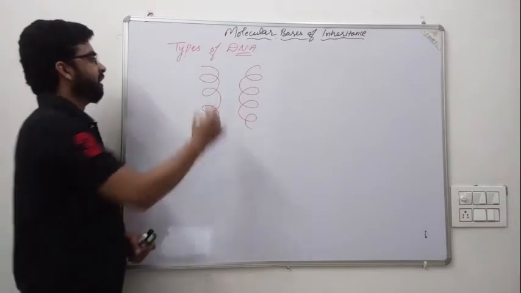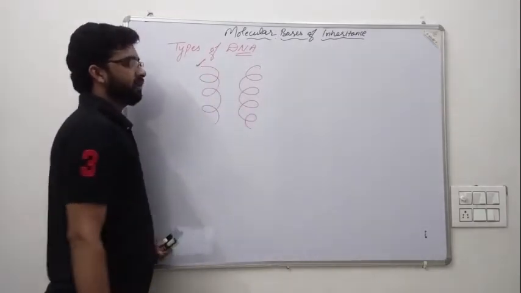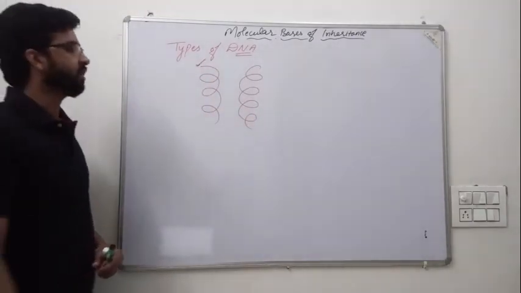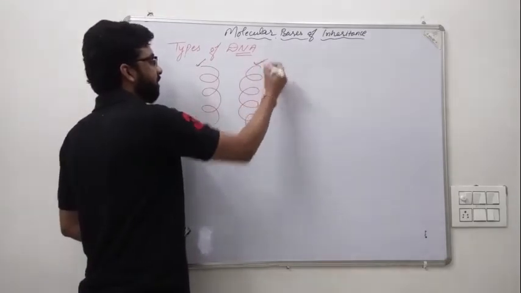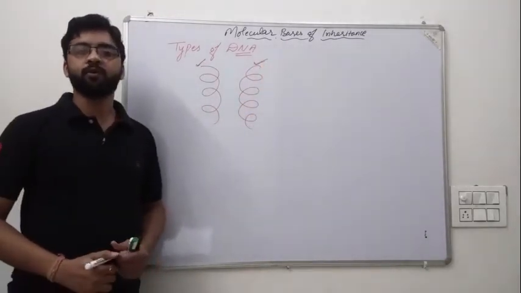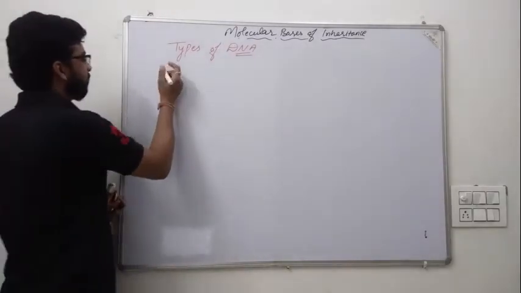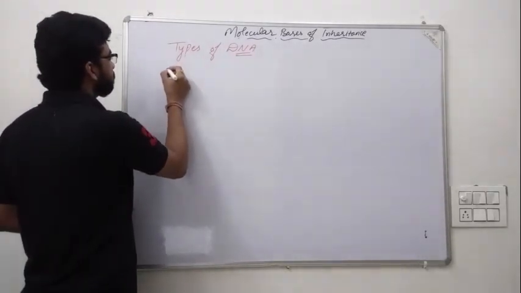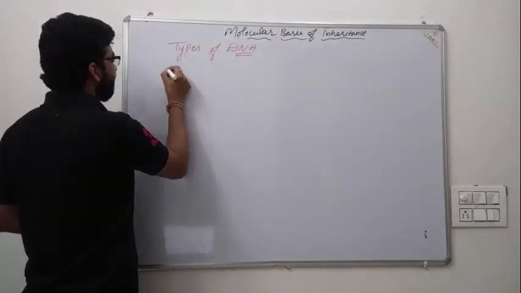Our DNA is right-handed DNA, and some DNA is left-handed DNA. So on the basis of their structure, they are of two types. First of all, A DNA.